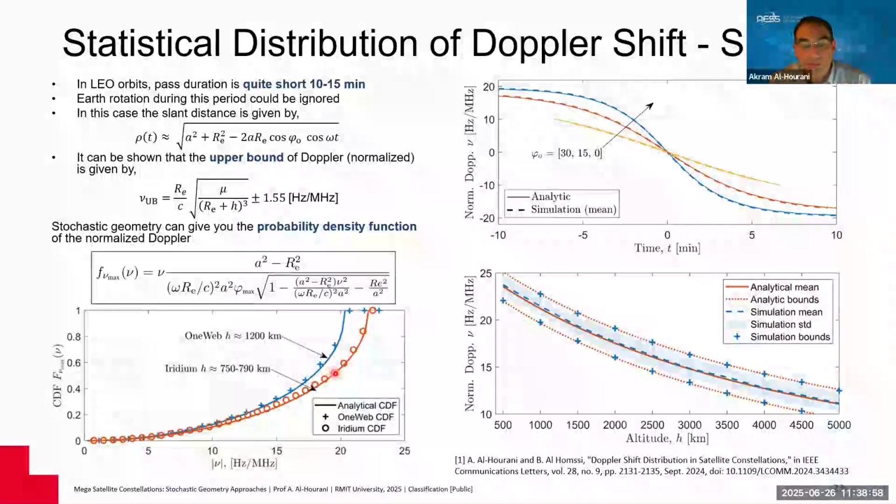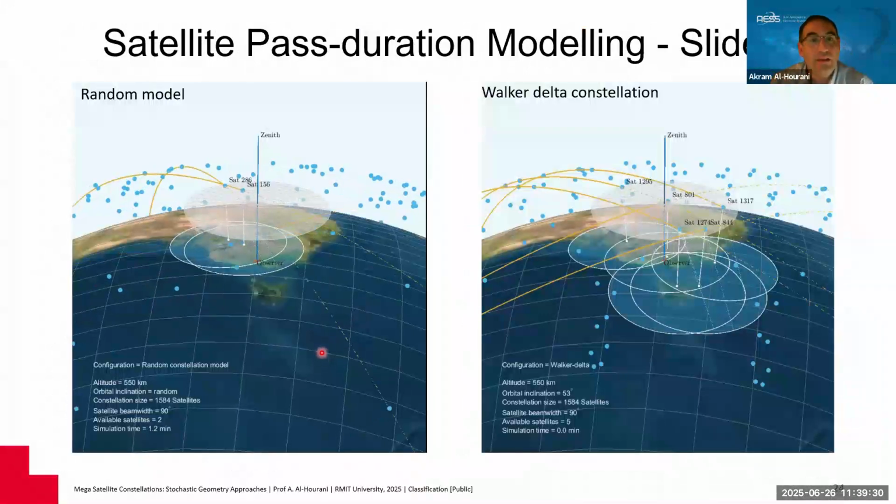Now, is that practical? Well, we tried it against OneWeb and against Iridium, and there's a very close resemblance between the analytic CDF and the actual empirical CDF. It didn't match for Starlink because of its very difficult constellation, but it matched very well for Iridium and OneWeb. So what does that mean? Just by using a simple equation, you can predict the distribution of Doppler before you even run any simulation.